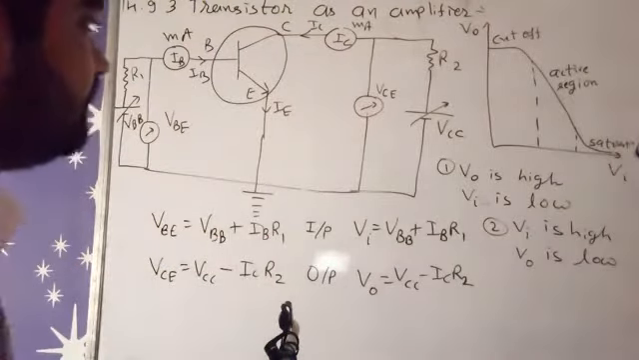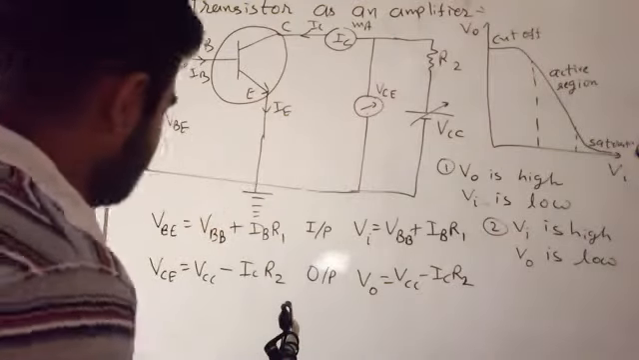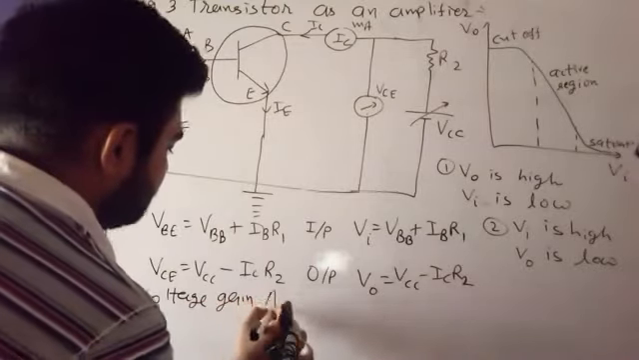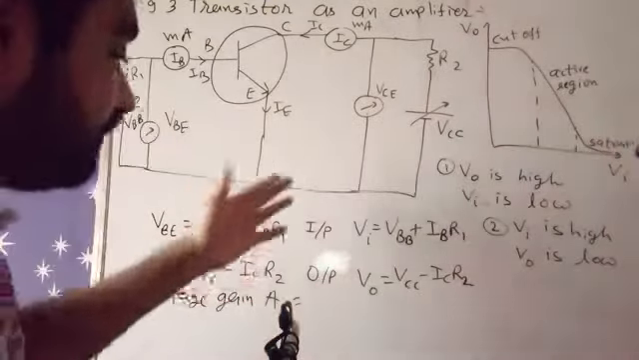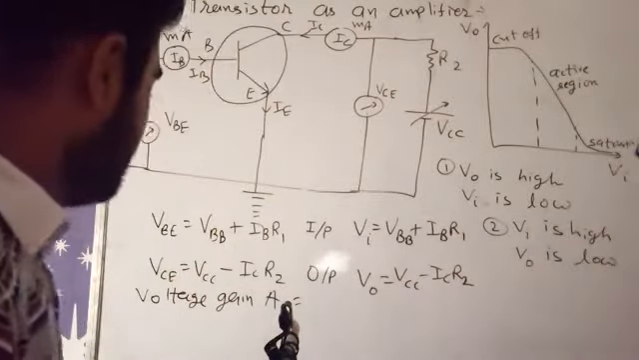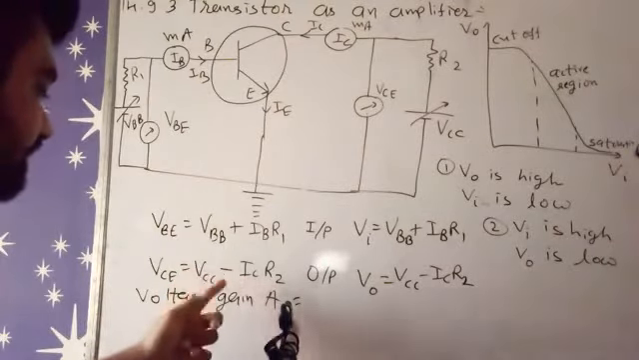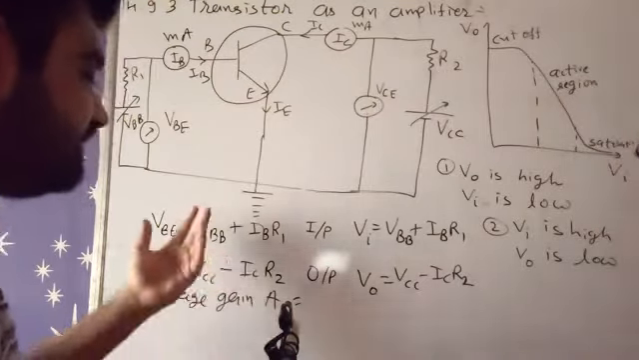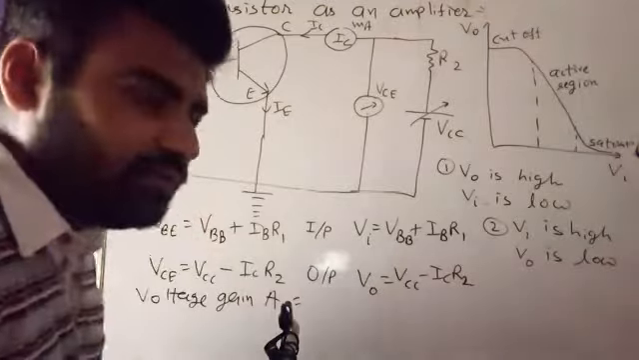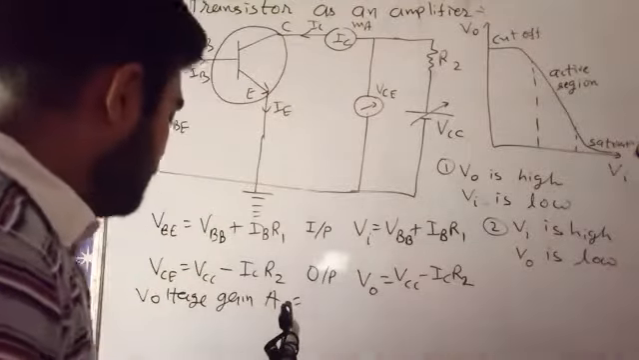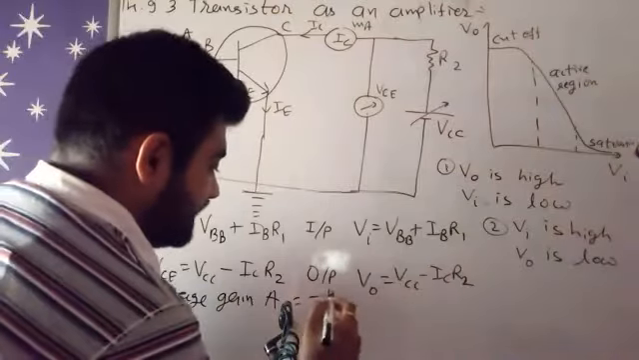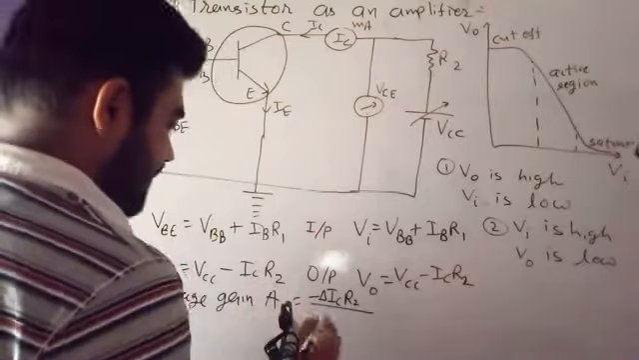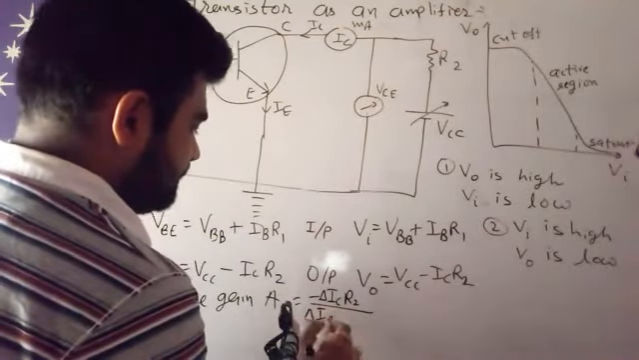In these two equations, if you want to find voltage gain, so voltage gain AV is equal to change in output voltage upon change in input voltage, right? Change in output voltage is this, but we don't have change here. So we don't have change here, that's why VCC will be 0, VBB will be also 0 because no change in VBB also. So now we are left with minus delta IC R2 upon delta IB R1.